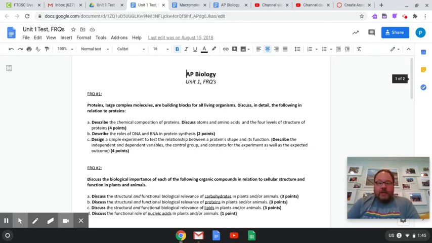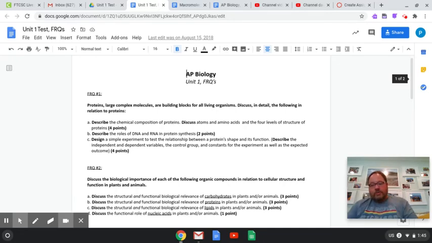Proteins, large complex molecules, are building blocks for all living organisms. Discuss in detail the following in relation to proteins. For part A, describe the chemical composition of proteins. You could talk about what atoms make up proteins, what the monomers are, what the polymers are, the types of bonds that hold them together, that kind of stuff. Discuss atoms and amino acids and the four levels of structure of proteins.